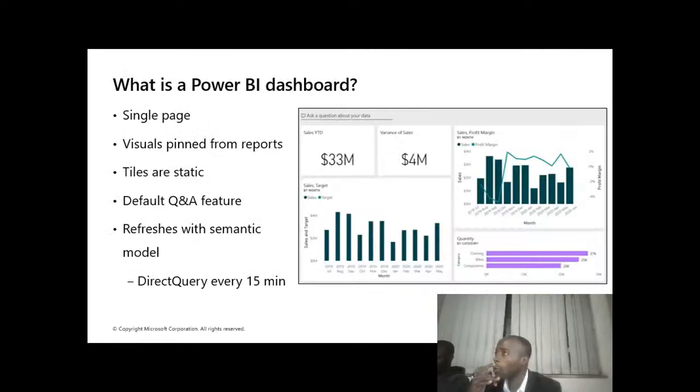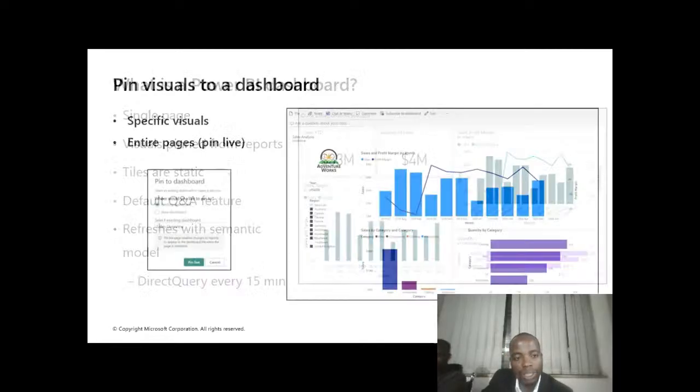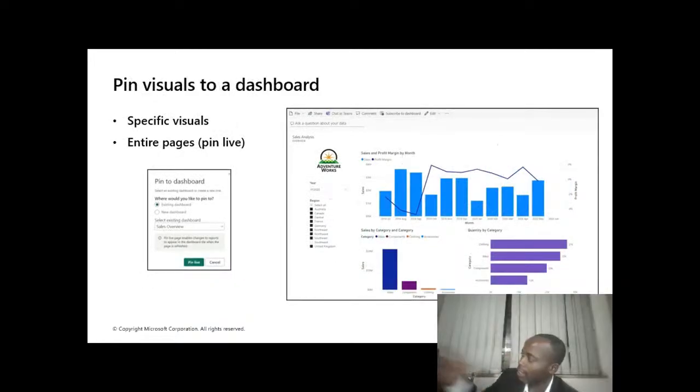So one thing to also take note of is on dashboards we don't have filters, right? They can only be a single page, and you can't see the underlying semantic model, because we are assuming we are taking from different what? From different reports. So pinning visuals to a dashboard: you go to the specific visual, and there's the option then to pin to a dashboard, right? I think we'll demonstrate that.